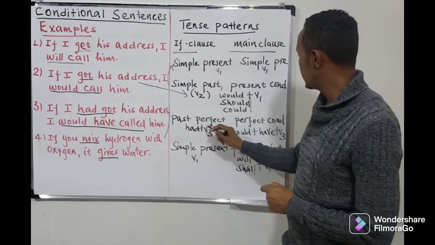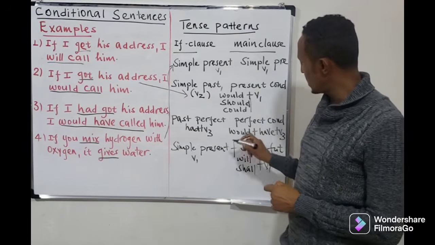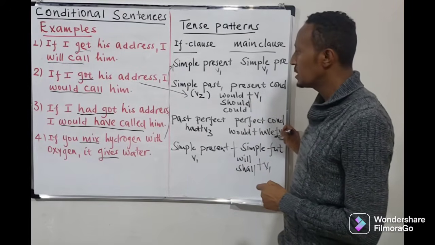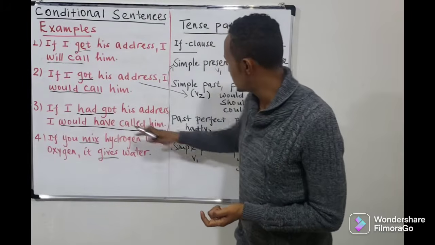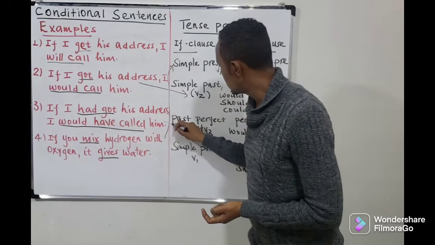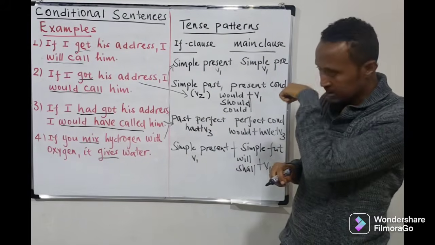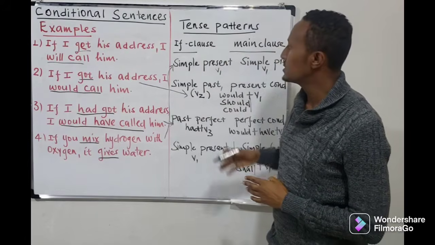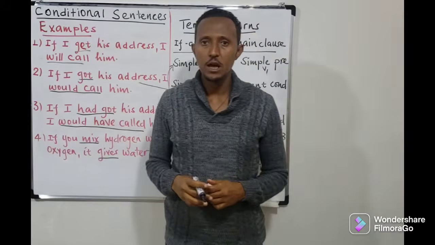Now let's see, past perfect, perfect conditional: had plus verb 3, and in the main clause would, should, could, might, plus have plus verb 3. There is no sentence other than the third one that consists of exactly the same pattern as this one. So this is typical of the third conditional sentence type. So here are the tense patterns which I would like you to consider whenever you think of conditional sentence types.